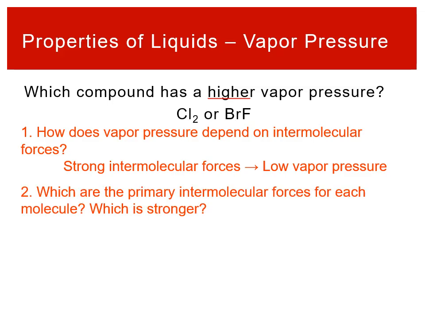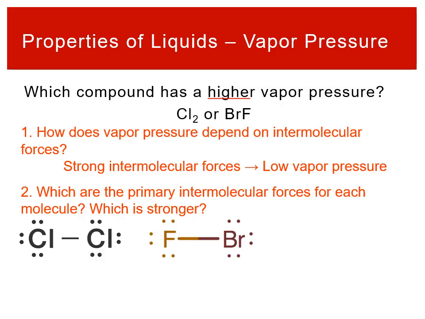So what are the primary intermolecular forces for each of these molecules? What's the Lewis structure? I've got Cl2 and FBr. These are very similar looking molecules, just two halogen atoms with a single bond. But chlorine is the same atom twice, and so that is non-polar. So dispersion has to be the primary interaction. BrF is polar. And so that means dipole-dipole can be my primary type of interaction.